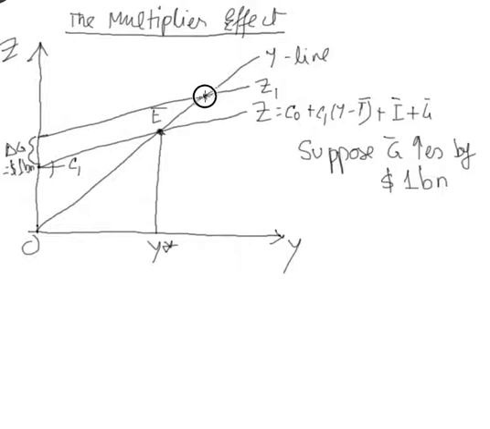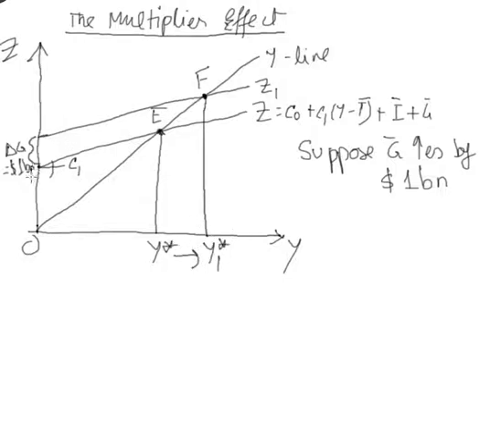Note that at E, which was our old equilibrium, we no longer have Z and Y equal because our Z is now the new Z, Z1. So our new equilibrium is at F. At E, at this Y star, now we have excess demand, and therefore firms will respond by using up their stock of inventories and replenish it by increasing output or production. And therefore our new equilibrium output is Y1 star.